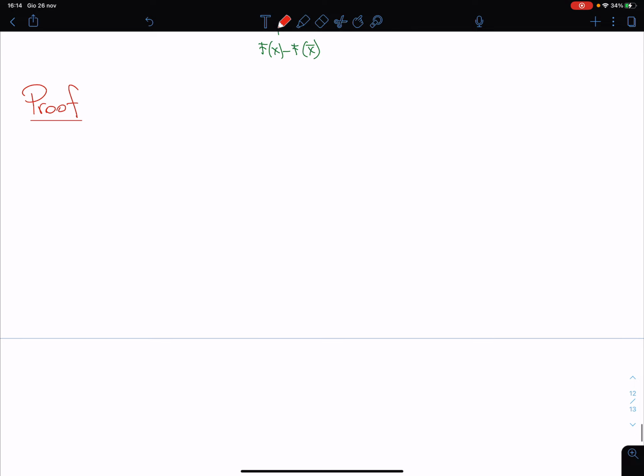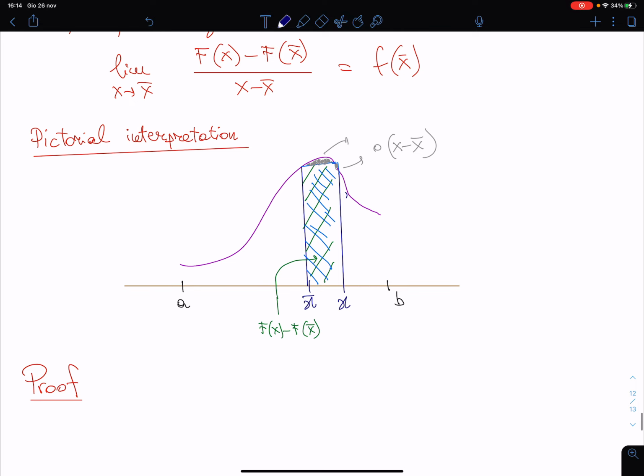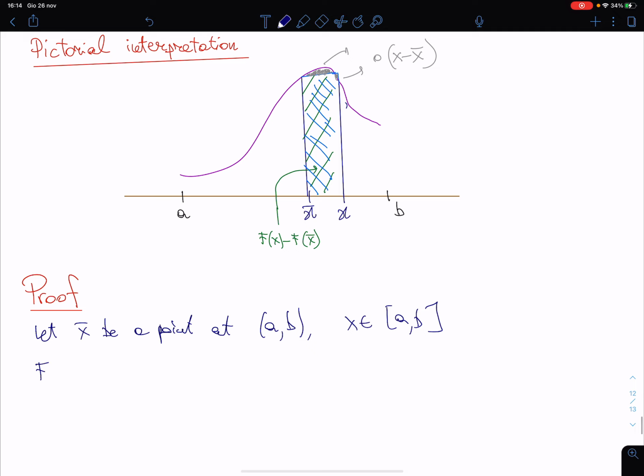Okay. So take a point at random, whatever point you want, X bar, a point in AB. And X be a point in the closed interval AB. So capital F of X minus capital F of X bar, by definition of integral function, this is the integral from a to X of f minus the integral from a to X bar of f.